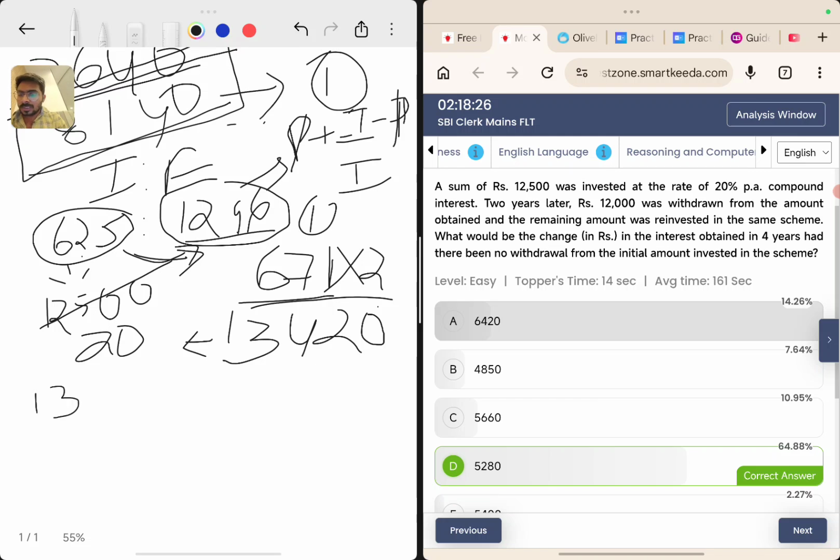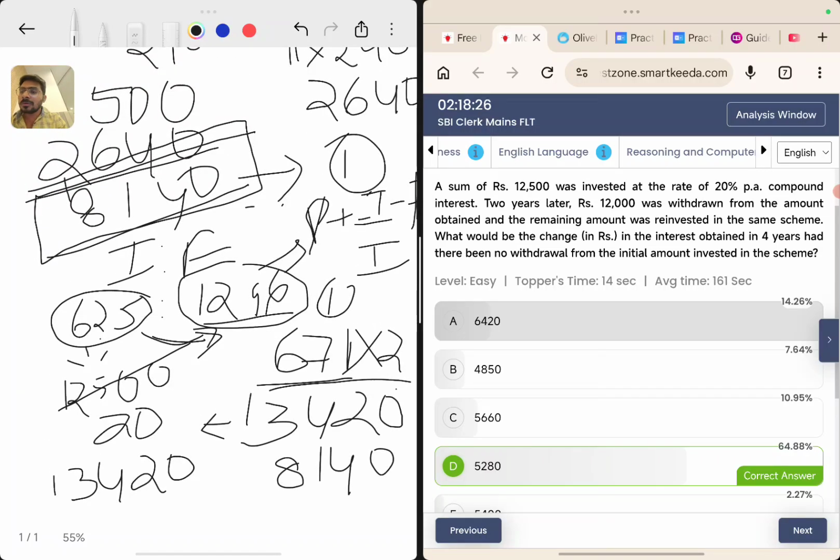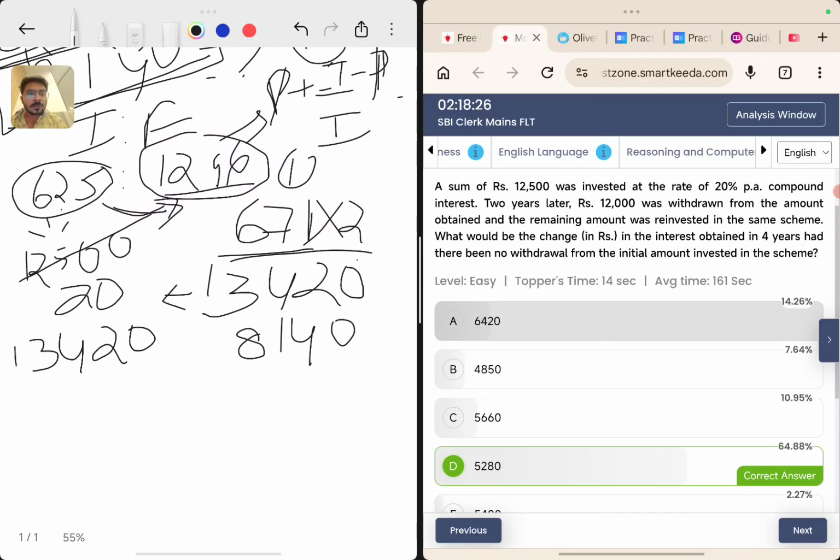So one interest amount is 13,420 and another interest amount is 8,140, which he got when he withdrew some 12,000 rupees from the obtained amount after 2 years. So what it is asking is what would be the change in the interest obtained. This is the interest where he didn't withdraw a single rupee till the end, 4 years, and this is the interest where he withdrew 12,000 rupees after 2 years from the amount he obtained after 2 years.